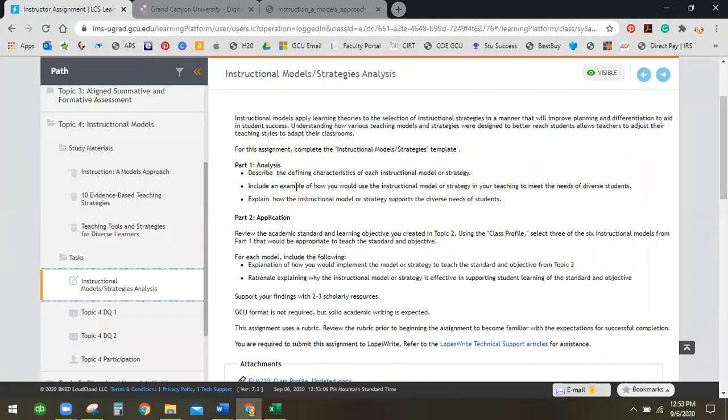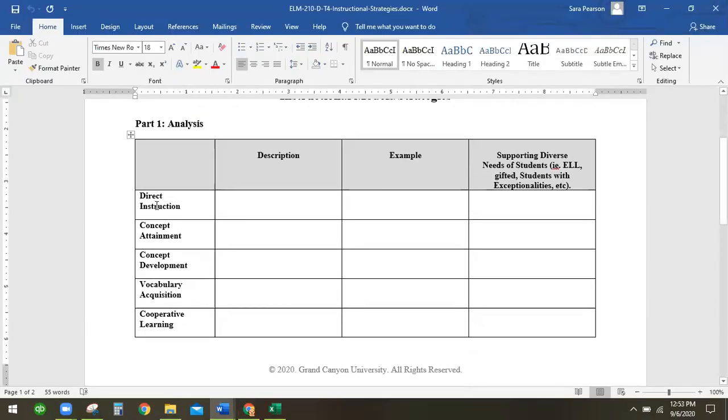Then you're going to include an example of how you would use this model or strategy in teaching to meet the needs of diverse students. So you're going to give an example now. You're going to explain one example of how direct instruction can meet the needs of diverse students. You might say, for example, in math, and give a specific example.